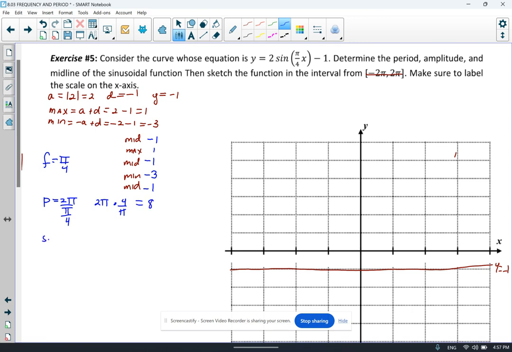To get the spacing, even though there's no pi in it, it's still the same thing. You're going to take the period and divide that by 4. And when you do that, you get a value of 2. So that means this makes the labeling of the x-axis slightly easier. You're going up by 2. So 2, 4, 6, 8, and now you're going to go back down the other way.